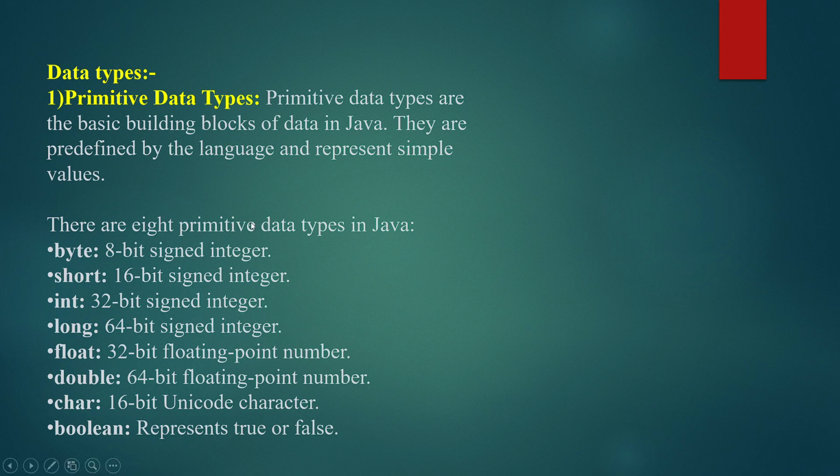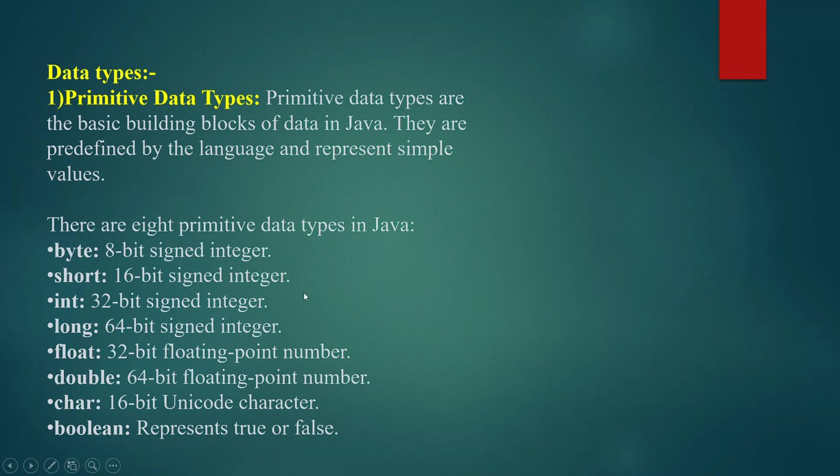There are 8 primitive data types in Java: byte, short, int, long, float, double, char, and boolean. Byte has 8 bits, a signed integer, short has 16 bits, integer has 32 bits, long has 64 bits, float has 32 bits, double has 64 bits, and character 16 bits. Boolean is represented as true or false. In Java, a character is 2 bytes.